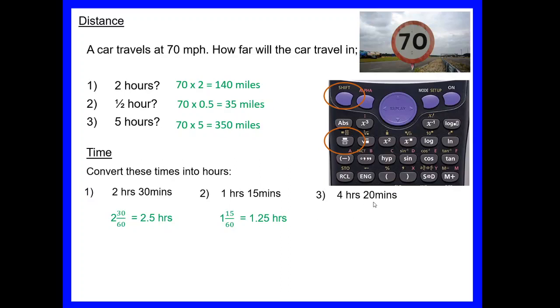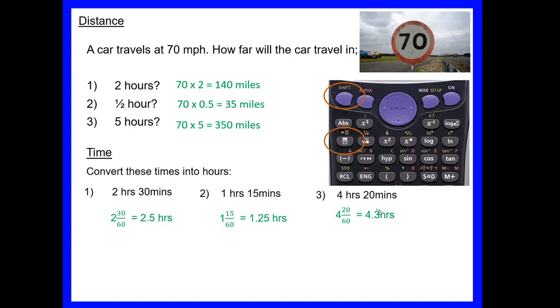Finally then, 4 hours and 20 minutes. So 20 minutes is a third of an hour. A third as a decimal is 0.3 recurring. So we get 4.3 recurring. Remember, this little dot means recurring. It means it's going to say 4.3333 continuously. Again, if you type that into your calculator, some calculators will give you 4.3 with the recurring dots. Some might give you 4 and then lots of 3s afterwards.